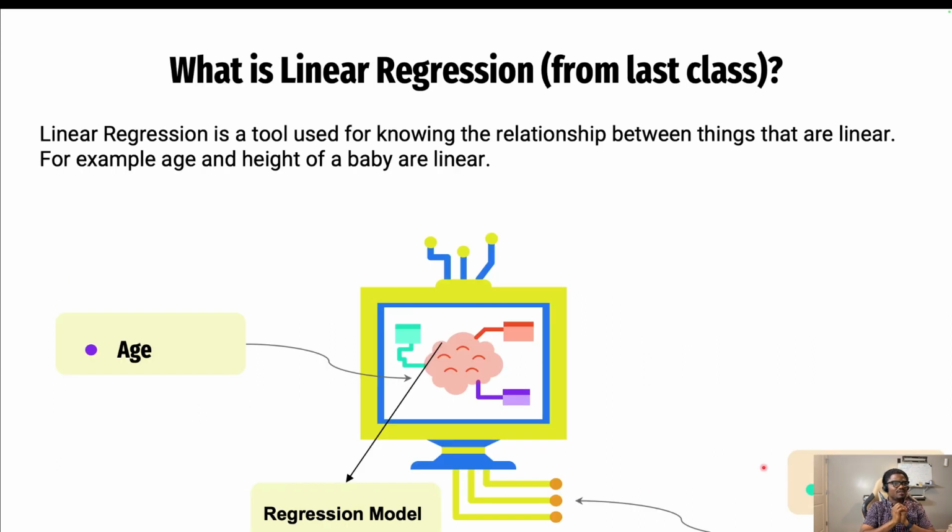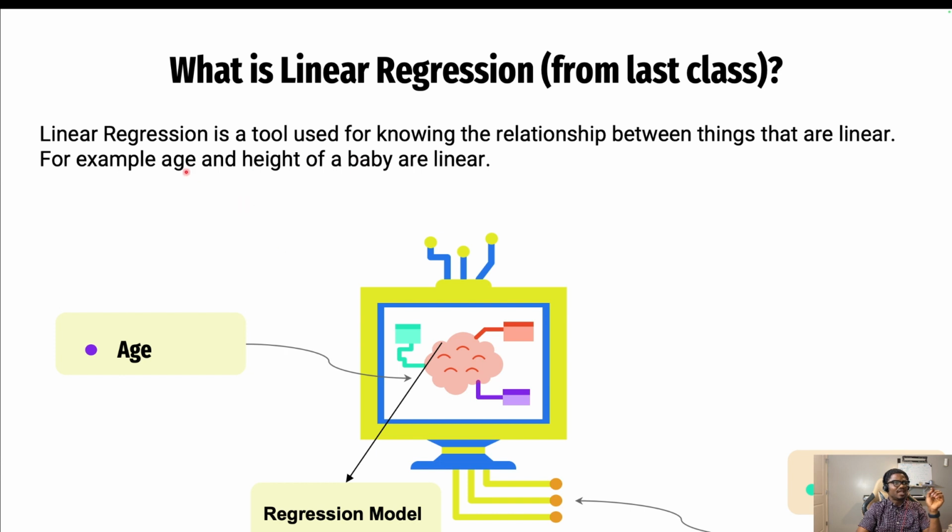So like I said, we're going to be building on linear regression. From the last class, if you remember, we said linear regression is a tool for knowing the relationship between two things that are linear. For example, age and height of a baby are linear, right? So linear regression is you predicting one thing from another thing. So it's one to one. You cannot have two or more things predicting one thing, right?